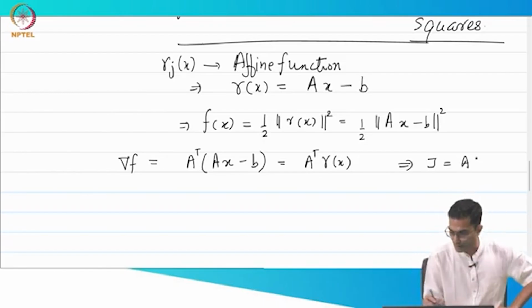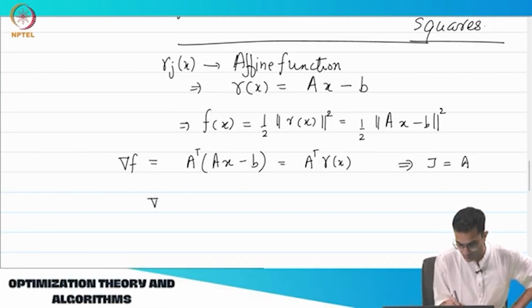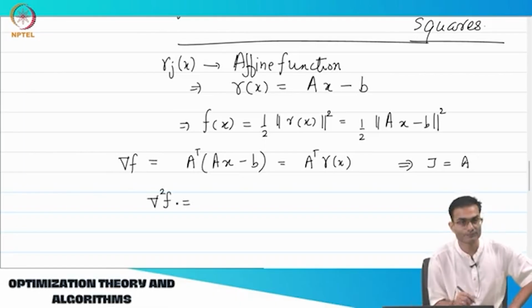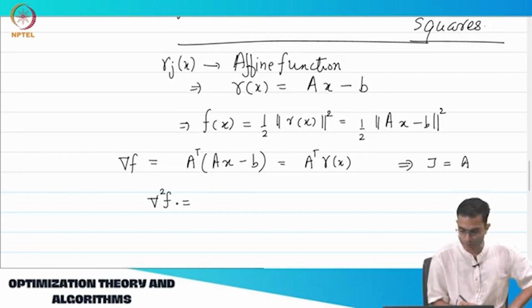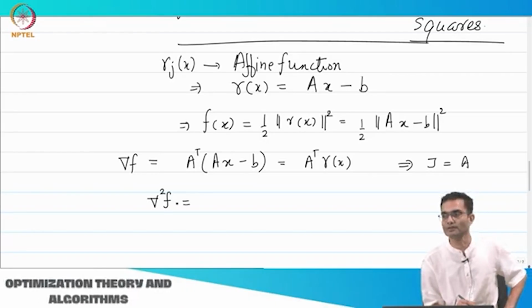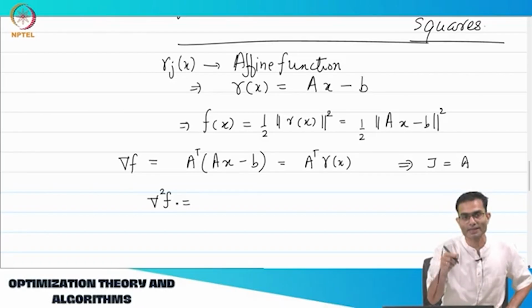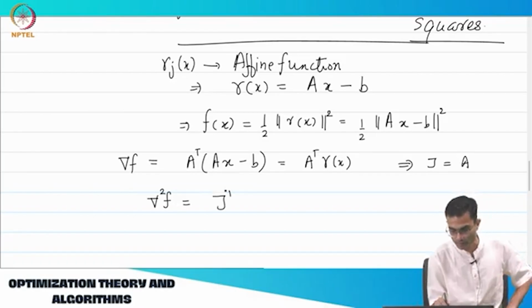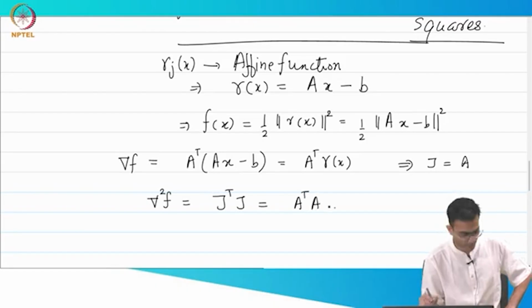And that's fine. And then the second term is del squared f. Del squared f, what will it be? Here r is only linear, so the second derivative of r is going to give me 0. So this is J transpose J, or in other words, A transpose A. This is what I get.